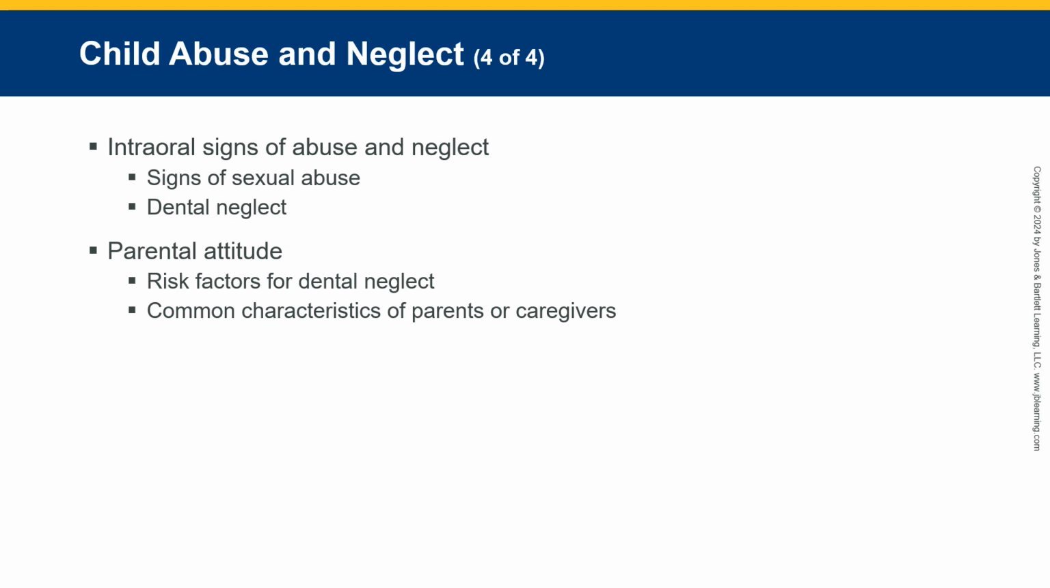Then you have your signs of sexual abuse. That's going to include bruises or petechiae on the hard or soft palate, or a sexually transmitted disease that has visible signs in the oral cavity.